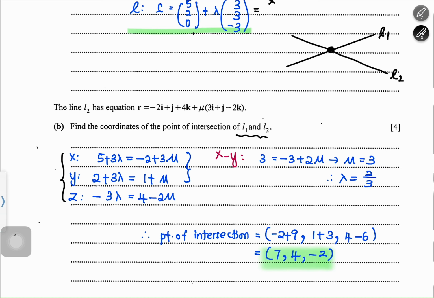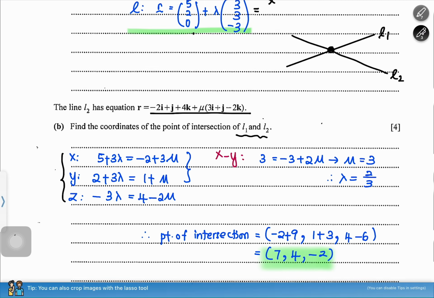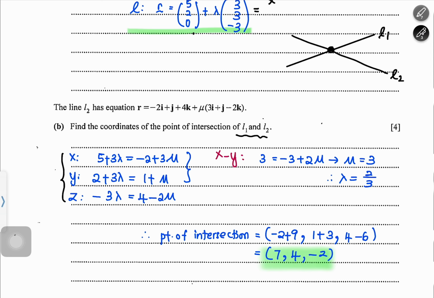You can see that I took from here and I wrote down my x, y and z. And I compare it with my L1 as well. I try to solve x and y simultaneously, which will give me mu as 3 and lambda as 2 over 3. Do not be afraid. You can solve your x and z simultaneously. You can even do y and z simultaneously. All this will never affect your final answer. Of course, your mu and lambda will be different.